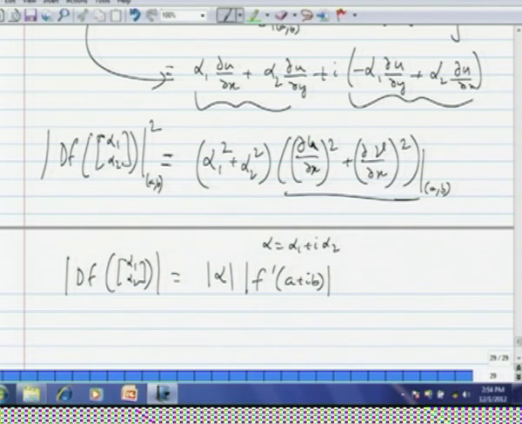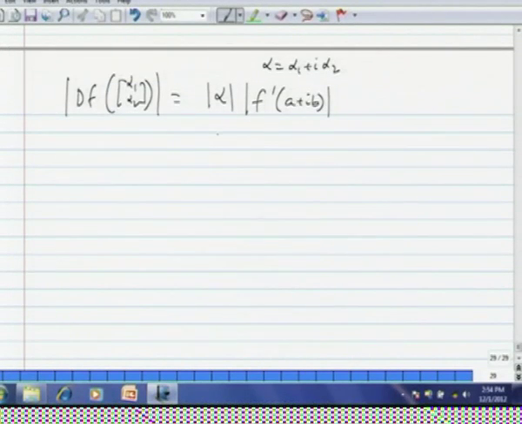So if you take a vector alpha 1 plus i alpha 2, which is a complex increment to the point a plus ib, then what f prime does is take this vector to a vector whose modulus is the modulus of alpha times the modulus of the derivative of f. So a picture is in order. I'll draw the picture after I complete the other part, namely the argument.